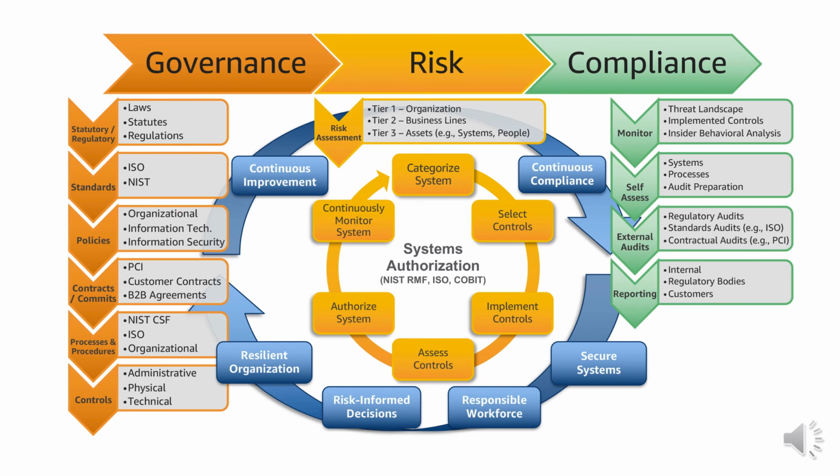And when we talk about the controls, they do have three types of controls: administrative control, physical control, and technical control. So this is actually the GRC of AWS. The governance has statutory, regulatory, standard, policies, contracts, commitments, process, procedure, controls. The risk has risk assessment, categorize systems, select controls, implement them, assess them, authorize system, and continuously monitor the system. And the compliance consists of the monitoring, self-assess, external audits and reporting.